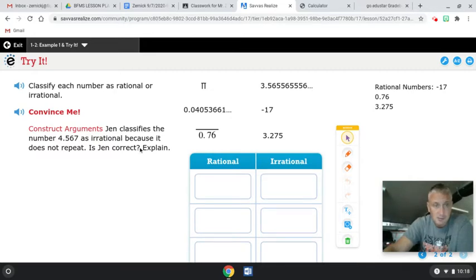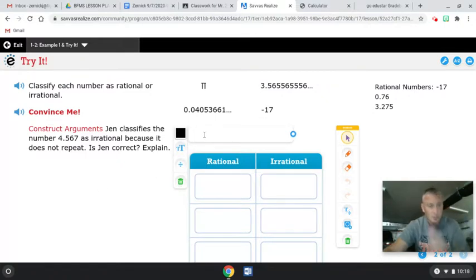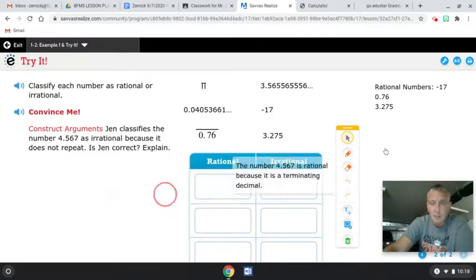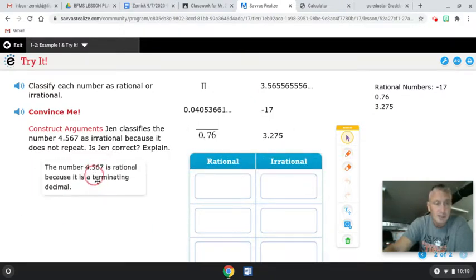Over here where it says construct an argument, in your text box, you could type that the number 4.567 is rational because it is a terminating decimal, which means it stops. So make sure you're using terminating decimal so you increase your vocabulary. And then again, if you click outside of that is the only way that you're able to move it. I had a little bit of trouble with that. So here you go. Put it right there and you're done with example 1.